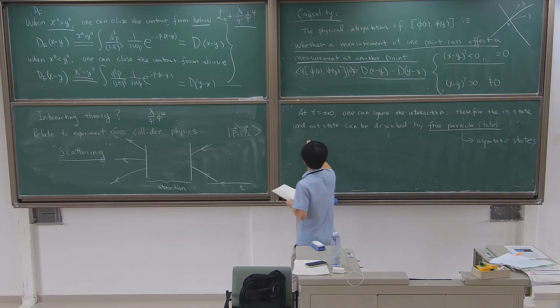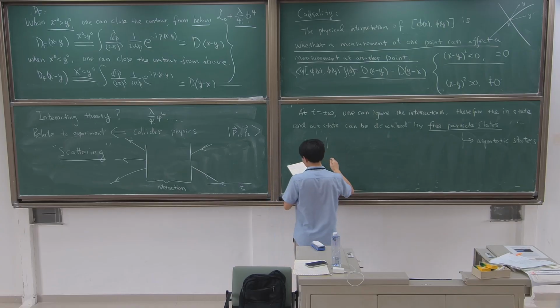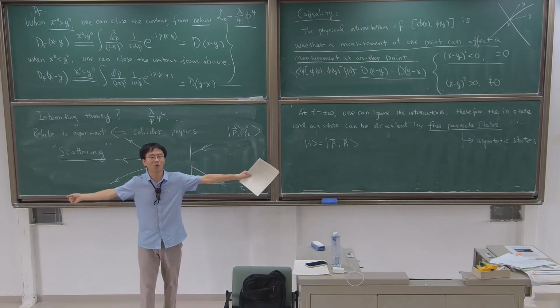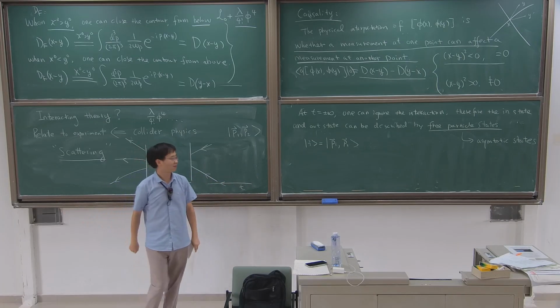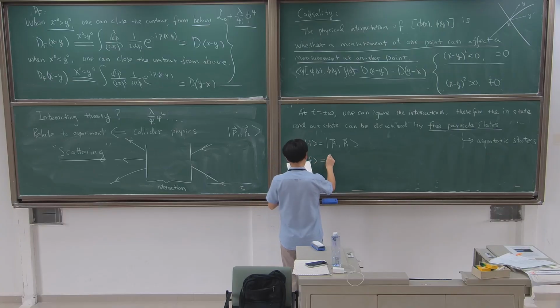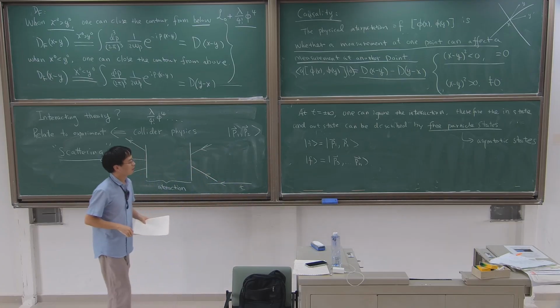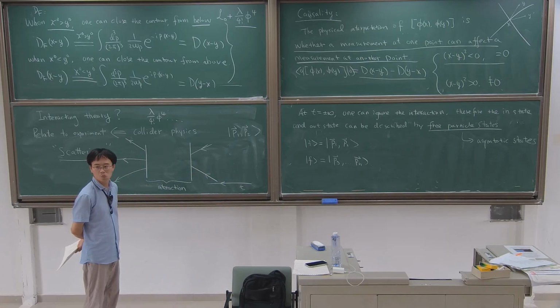As said, for instance, you can specify your in state. I put an I here, I means in. Your in state could be, let's say, two particle states, P1, P2. Now, your outcome, your final state. F means final. It is again a free particle state.